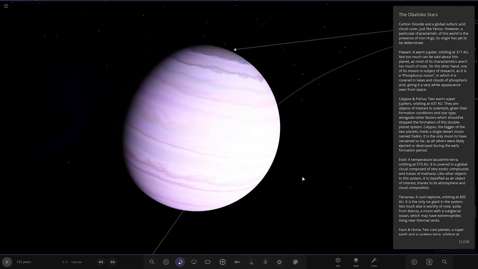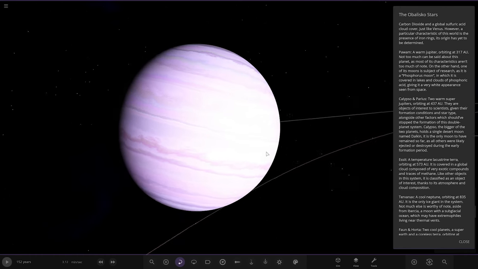Not too much can be said about this planet other than its characteristics aren't too much of note. On the other hand, one of its moons is subject to research as it is a phosphorus moon in which it is covered in lakes and clouds of phosphoric acid, giving it a very white appearance seen from space.